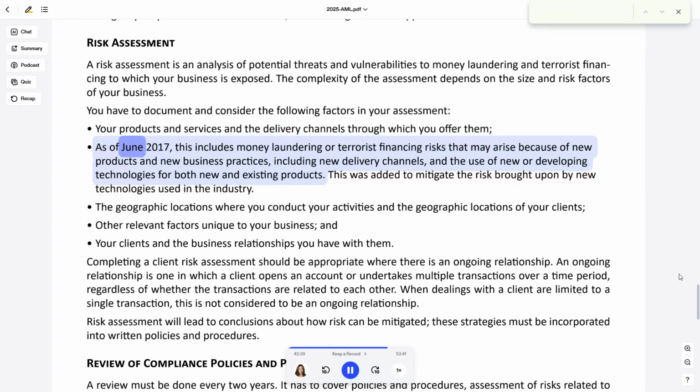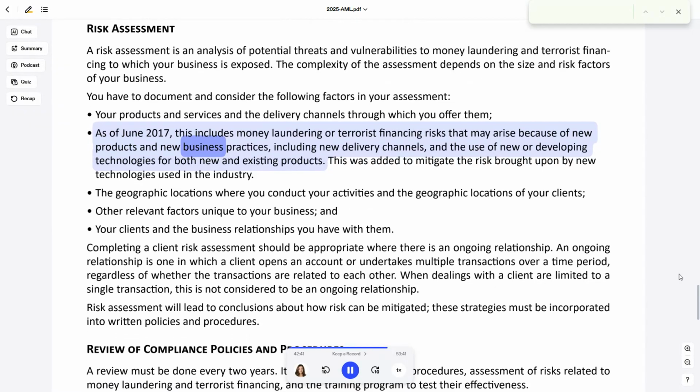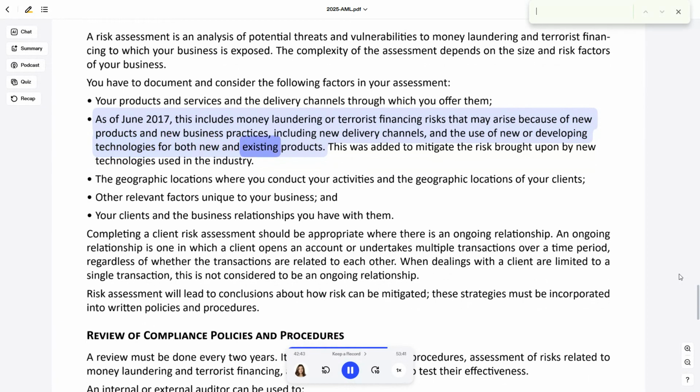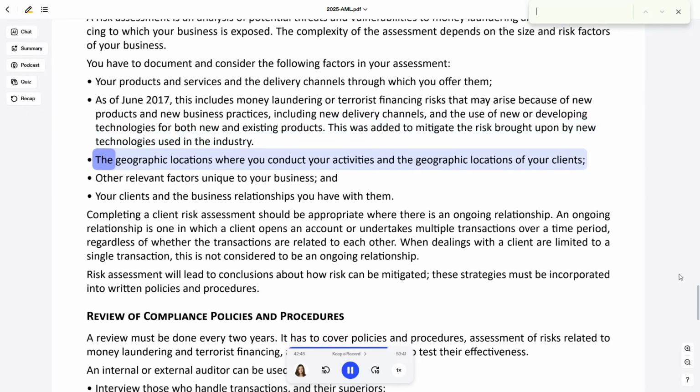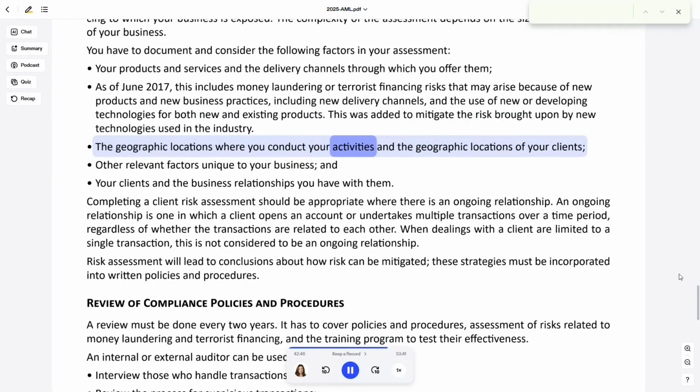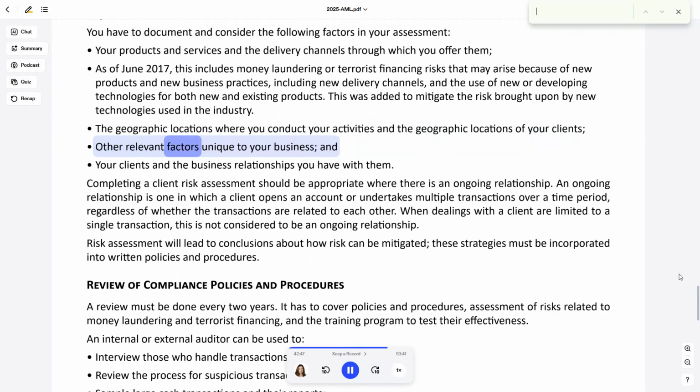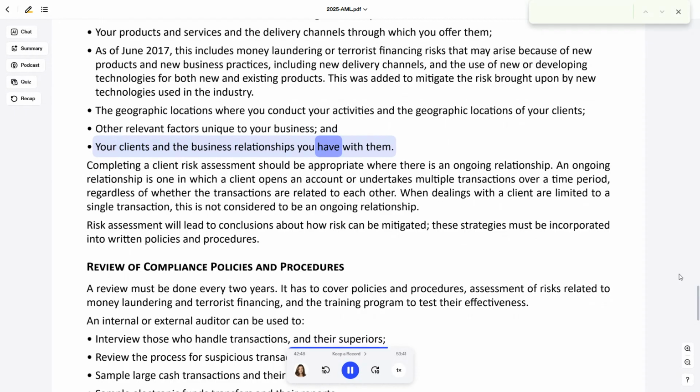As of June 2017, this includes money laundering or terrorist financing risks that may arise because of new products and new business practices, including new delivery channels and the use of new or developing technologies for both new and existing products. This was added to mitigate the risk brought upon by new technologies used in the industry. Also considered are the geographic locations where you conduct your activities, and the geographic locations of your clients. Other relevant factors unique to your business and your clients and the business relationships you have with them.